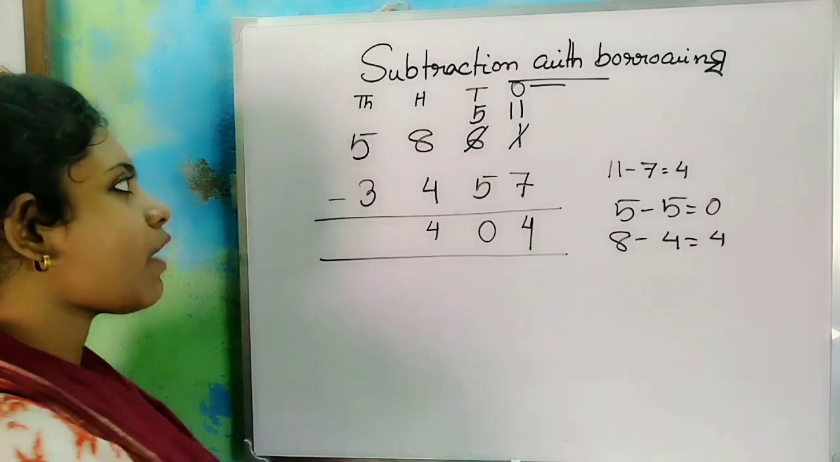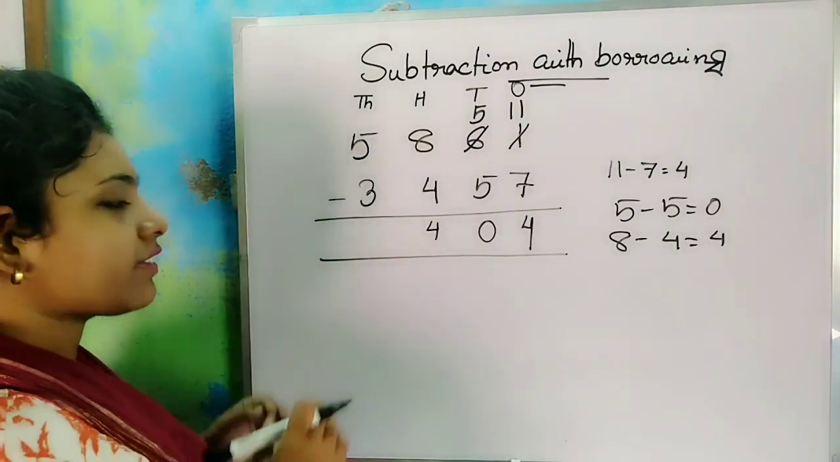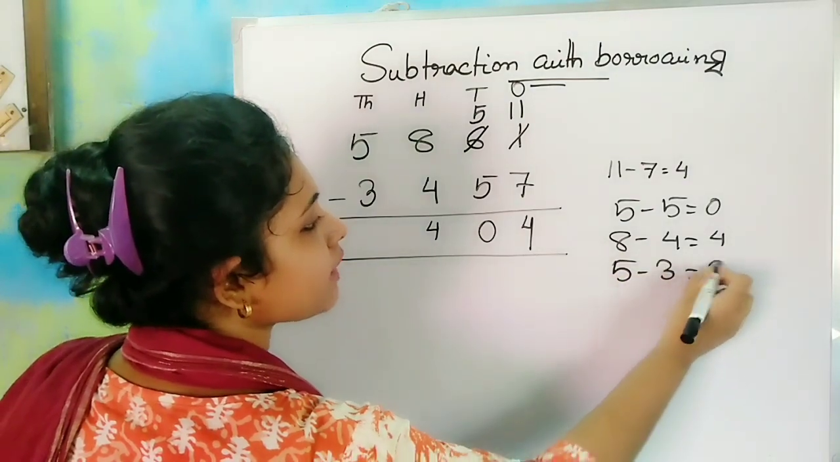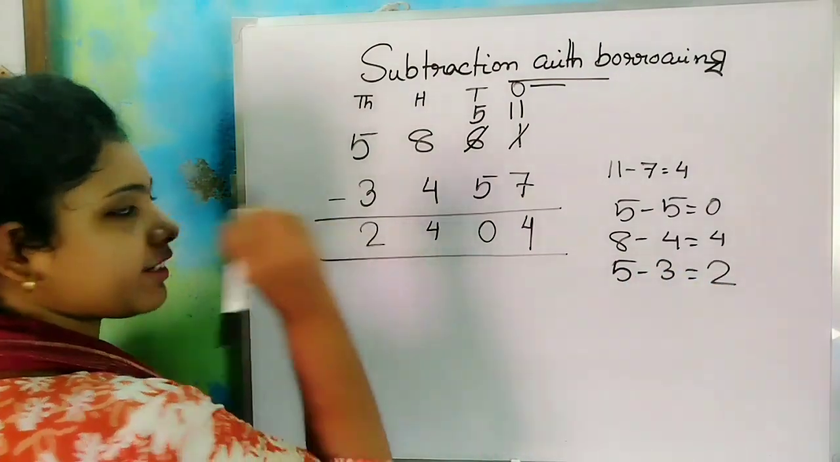And the last one, the thousands place digits, that is 5 minus 3. 5 minus 3 means 2. So we write 2 here.